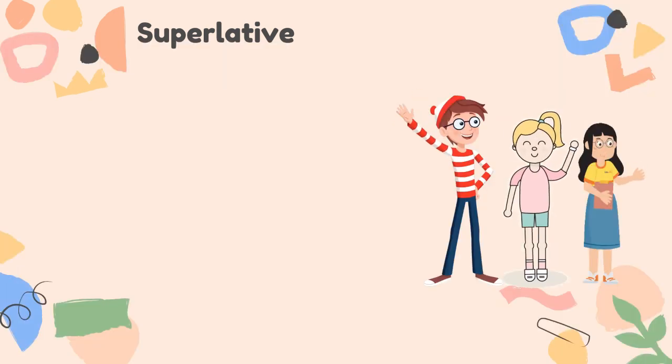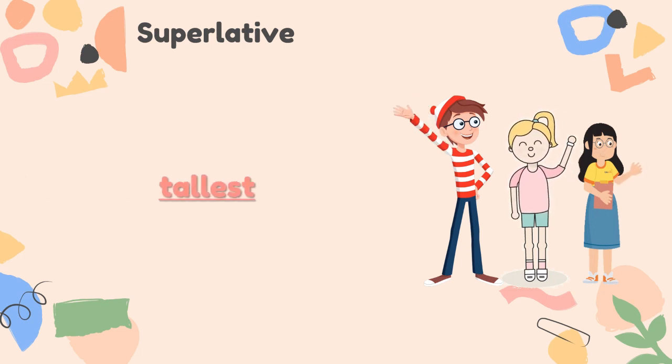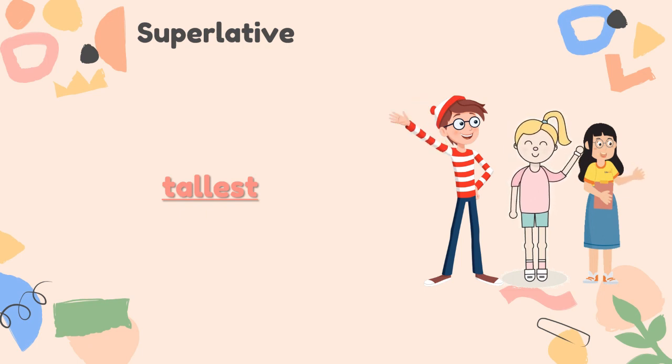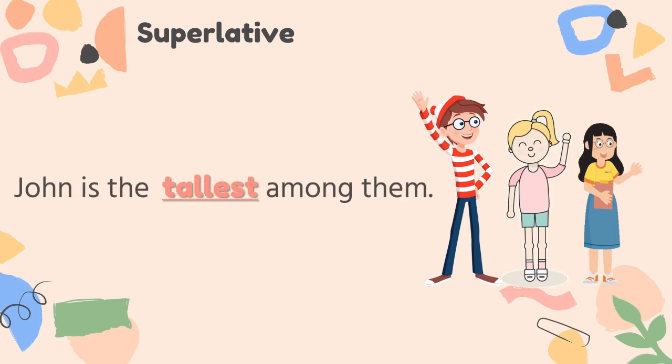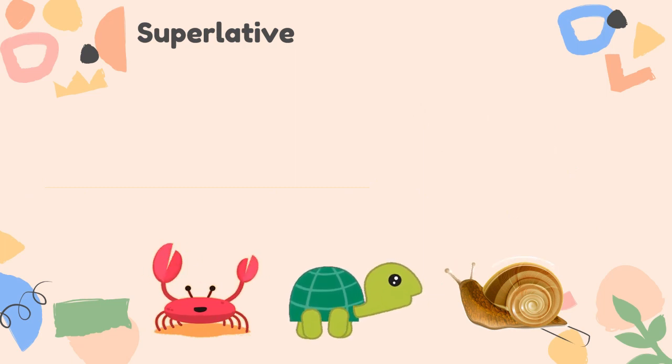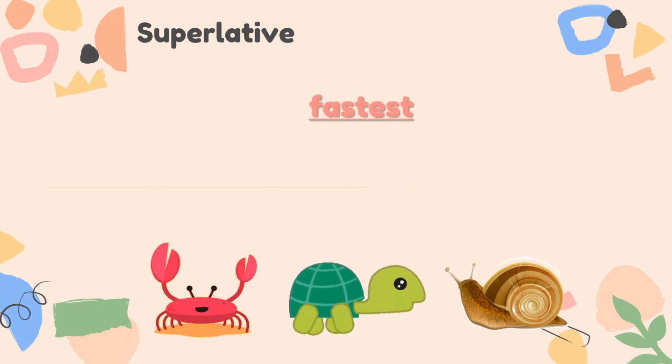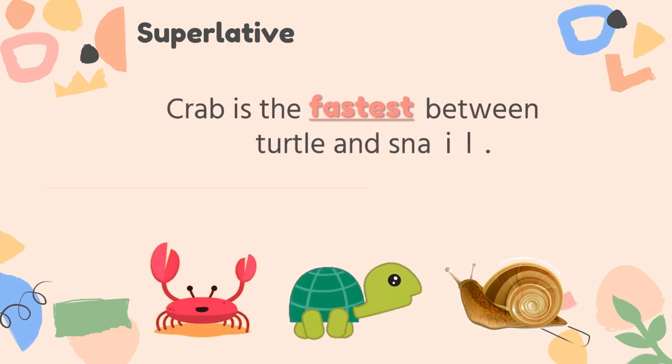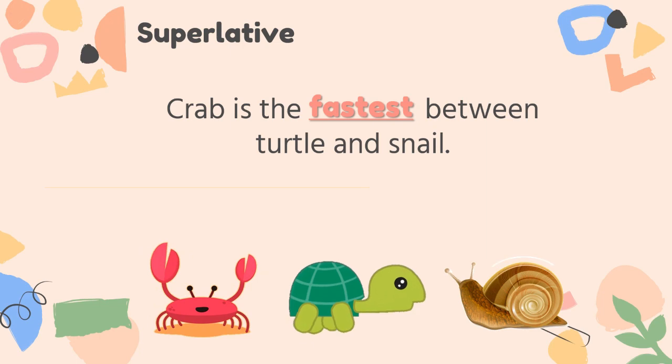When comparing between three persons, the adjective must be added with EST. So tall becomes tallest. So I would say John is the tallest among them. Fast becomes fastest. Crab is the fastest between turtle and snail.